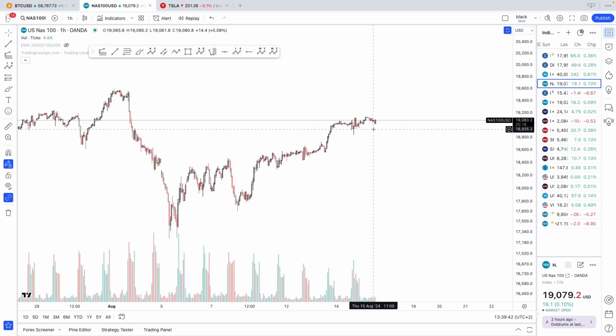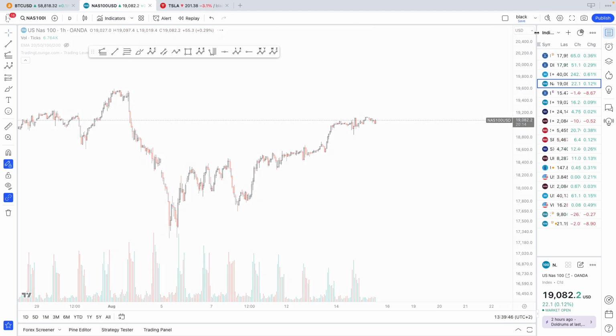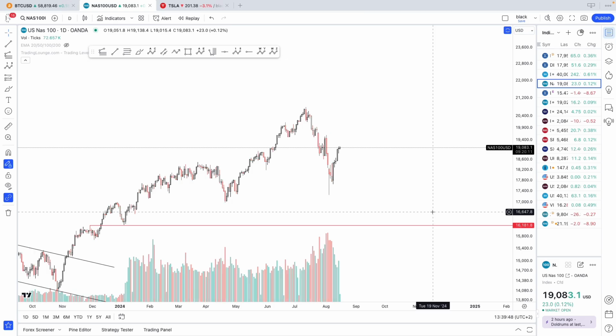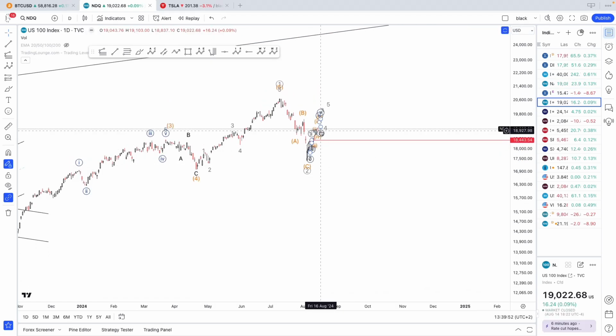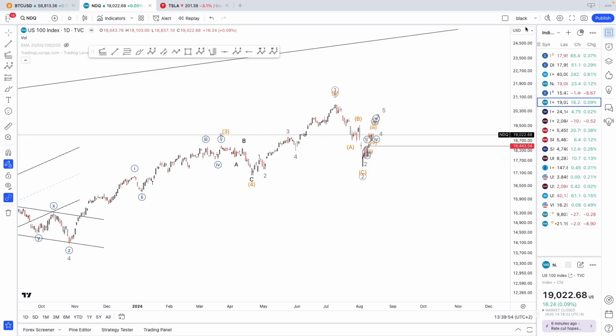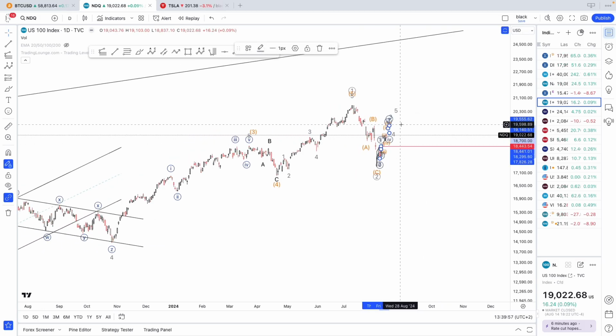But yeah, I will look for upside in today's session. Let's see what's going to happen. That's the way I see the NASDAQ. It's a matter of, are we done or not? And if we are, where are we going next? Is this corrective? Is this impulsive?